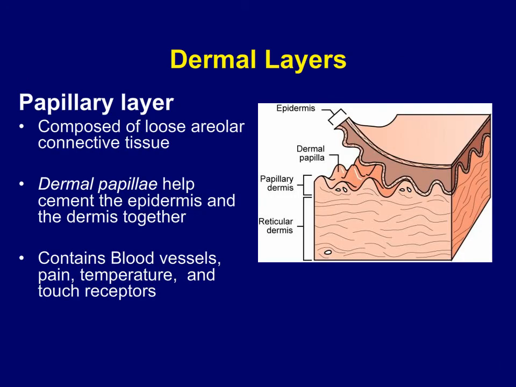So let's take a look first at the papillary layer. Remember, the word papillae means bump or nipple-like projection, and so here in this slide you can see the bumps that unite the papillary layer to the overlying epidermal layer. Now, the papillary layer is composed of a loose fibrous connective tissue, otherwise known as areolar tissue. And so the dermal papillae have two functions.